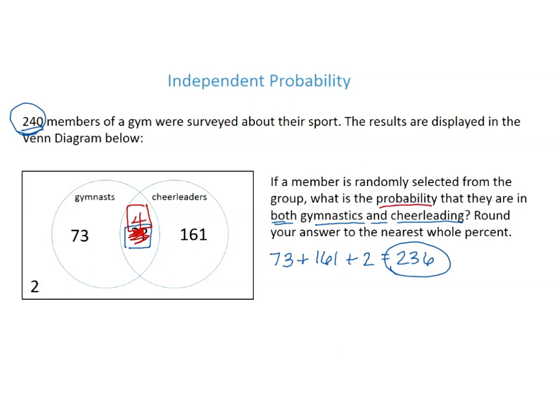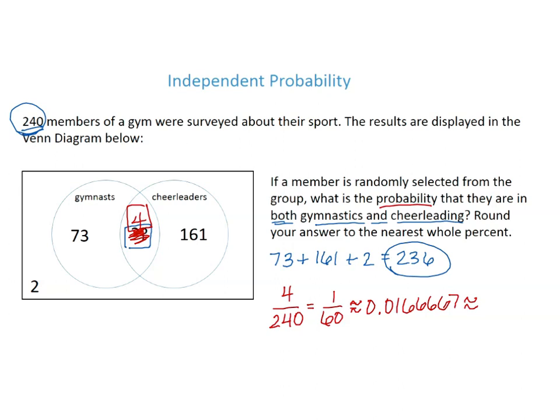Now we have to figure out the probability. So the probability that they're going to be in this intersection is going to be the amount of people in the intersection, which is 4, over the total number of people in the gym. So 4 out of 240 is, well, we can reduce and say that's 1 out of 60. And then the decimal for that, let me pull out my handy dandy calculator, is 0.01666666. So let me change that. 0.016 repeating.